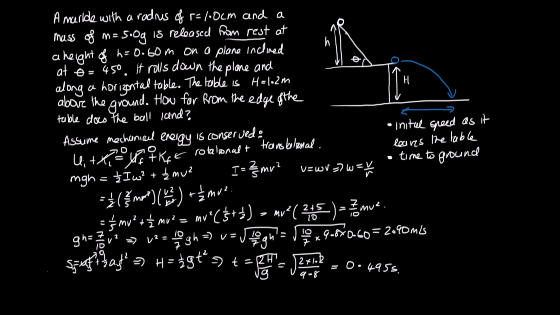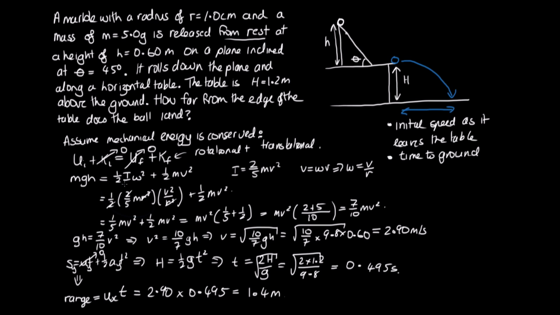Okay, so now we know how fast it's traveling horizontally, and we know how long it takes to get to the ground. Just using the horizontal form of this kinematic equation, we know that the range, the distance traveled, is equal to u_x times t, and there is no acceleration in the horizontal direction. So this speed in the x direction is the 2.90, the t is the 0.495, and solving that, we end up with 1.4 meters. So that's the answer to this problem.